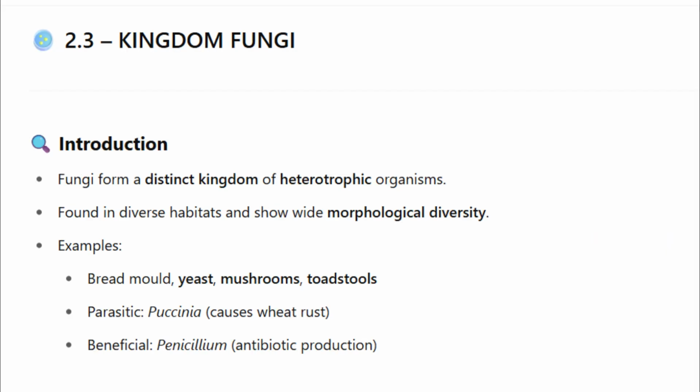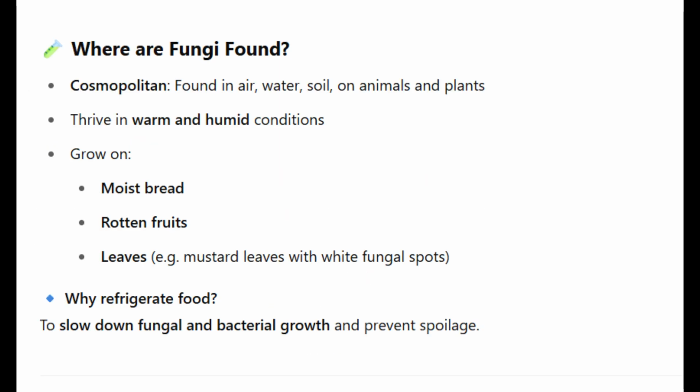2.3. Kingdom fungi. Introduction. Fungi form a distinct kingdom of heterotrophic organisms, found in diverse habitats and show wide morphological diversity. Examples: bread mold, yeast, mushrooms, toadstools. Parasitic: Puccinia causes wheat rust. Beneficial: Penicillium, antibiotic production. Where are fungi found?